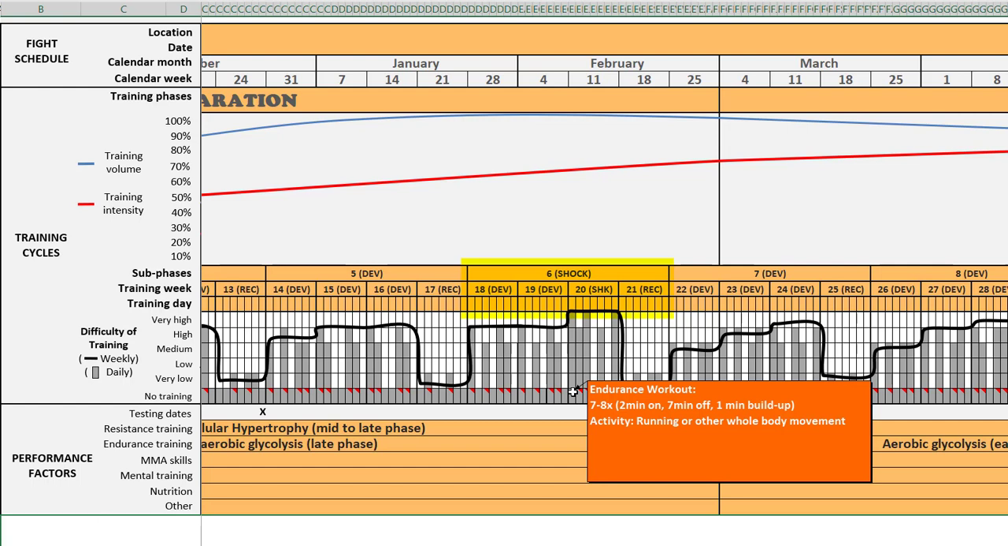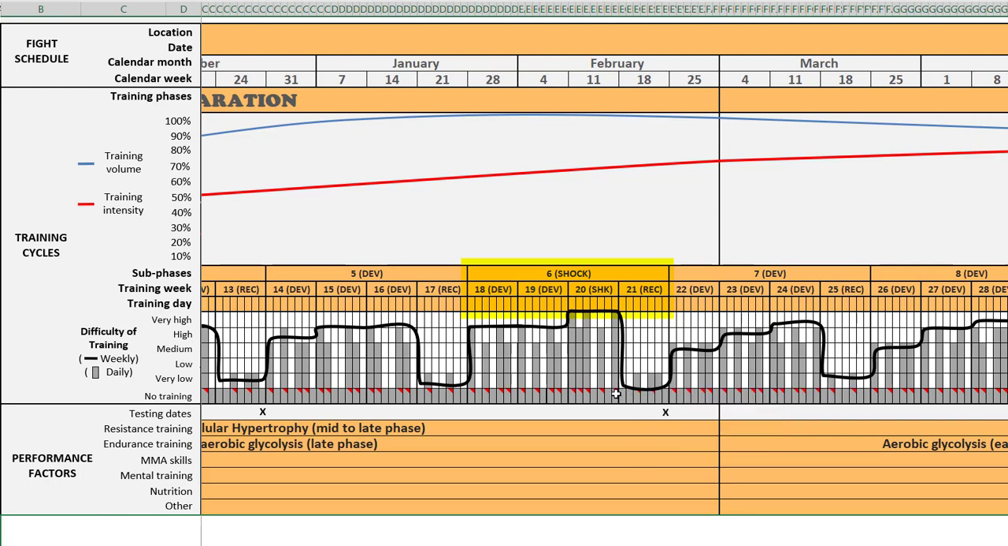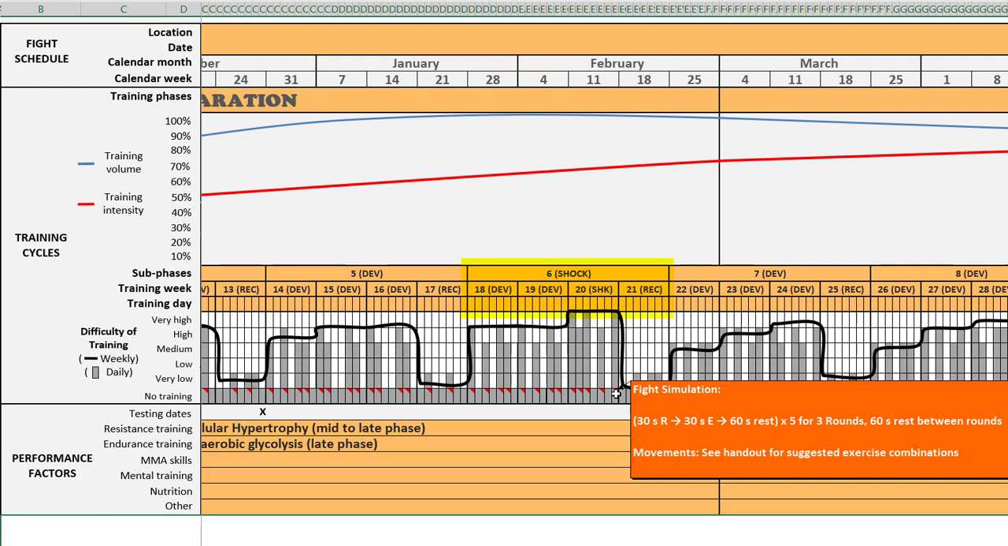Now, week 20 features an increase in training difficulty, and this comes from an increase in the number of endurance training sets. Now we're in the 7 to 8 range, but we also incorporate the fight simulation at the end of the week, and you can see the workbook for a full description, again, of options here. But the most important thing to note is that we're going to go for 3 rounds. So that one is shown here.